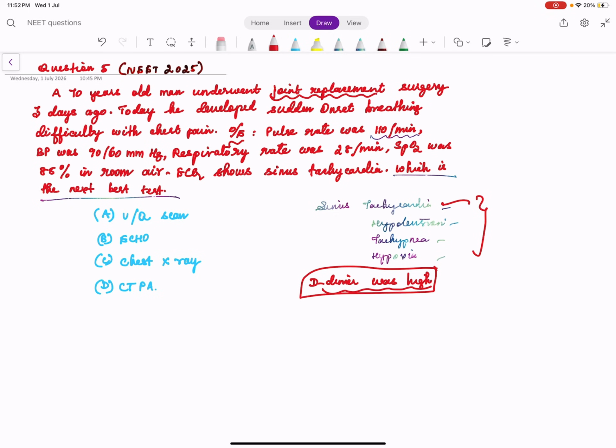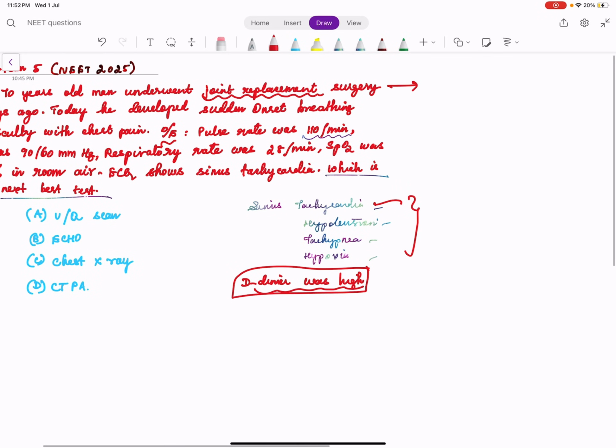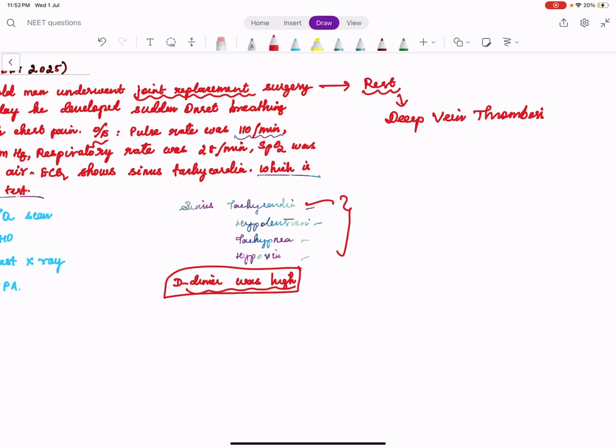There is a history of joint replacement surgery. When there is a joint replacement surgery, the patient has to take bed rest. When someone takes bed rest, they are more prone to form deep vein thrombosis in the leg veins. So you know the triad, right? Hypercoagulability, stagnant blood, and endothelial injury. When this triad is there, there is more chance of thrombus formation. When patients take rest, there is obviously a stagnation of blood, so it can lead to DVT.